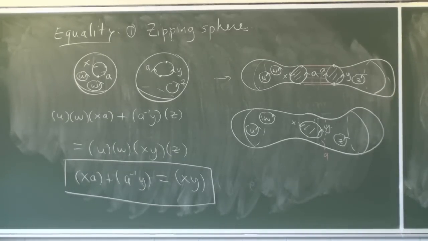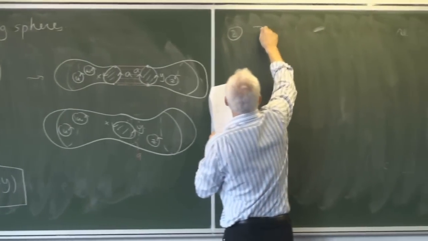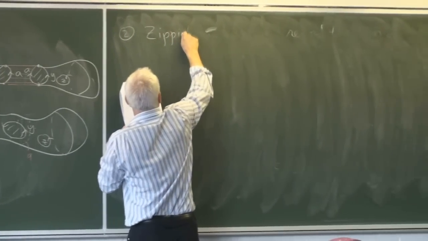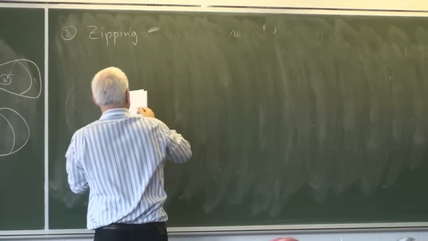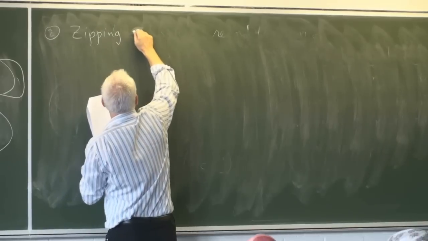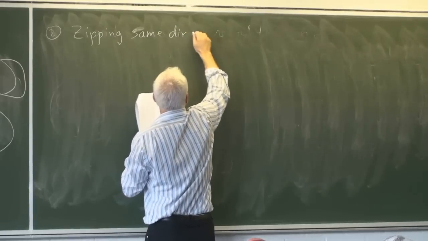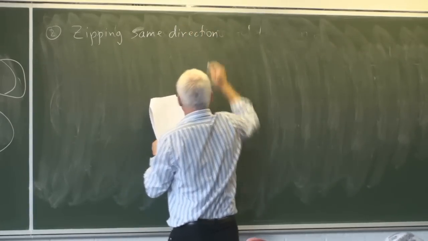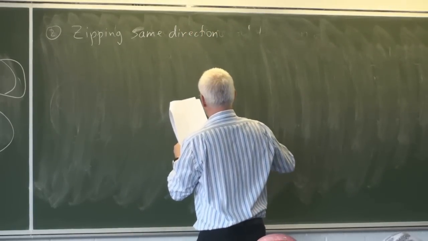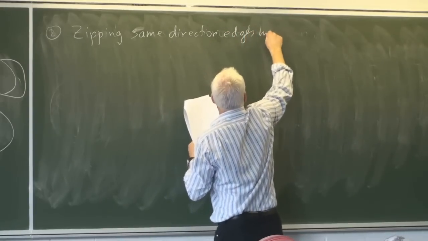So that's our first allowable, first new operation. And our second one is, well, we could say zipping same direction edges in a hole.